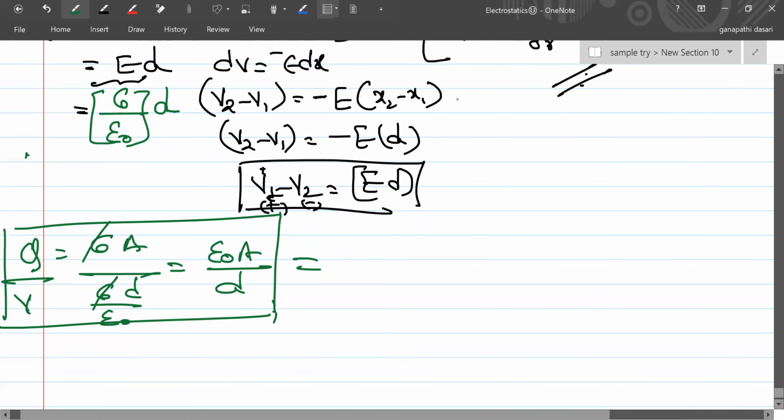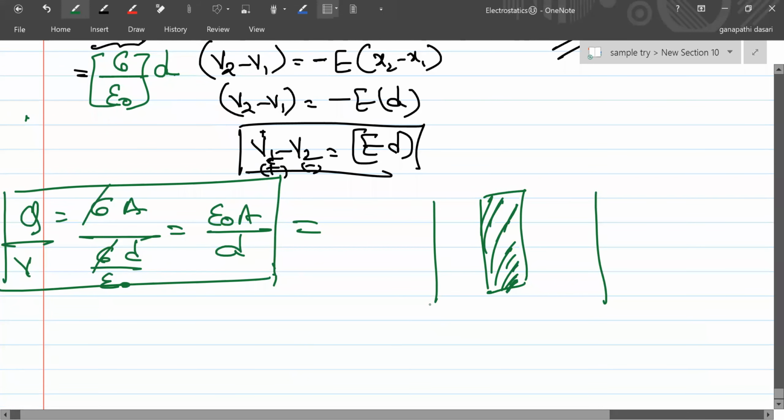Similarly, if there is a material present in between the plates, what will happen to the potential difference and what will happen to the electric field? I'll tell you here. You see here, what is the electric field now? This we have studied again in electrostatics. What will be the force or electric field if a dielectric material is present in between them? What does the force become?